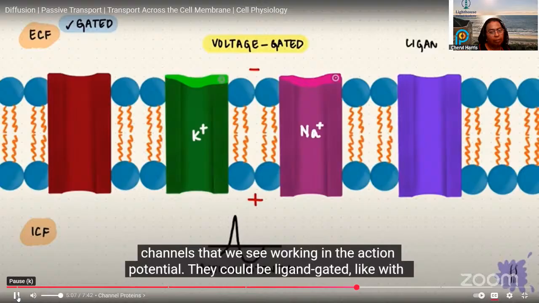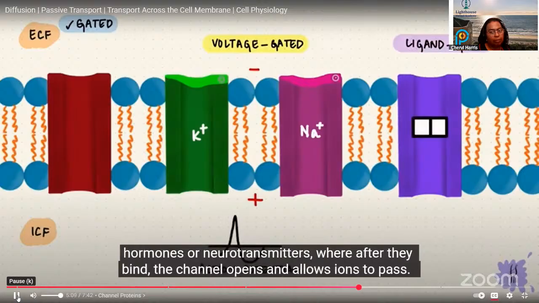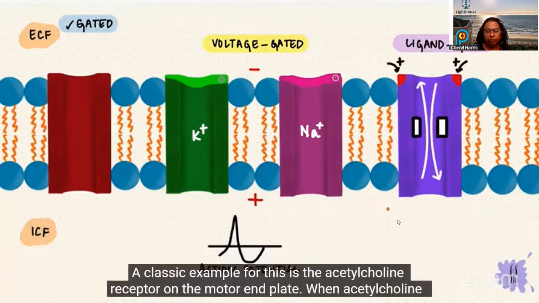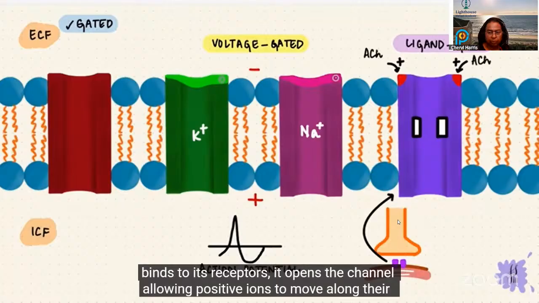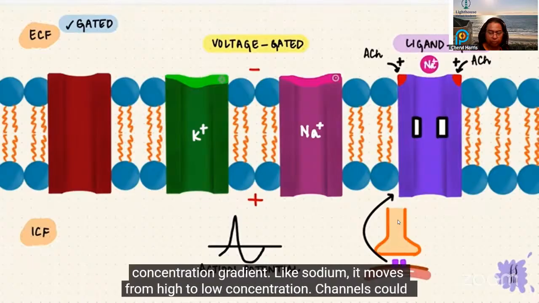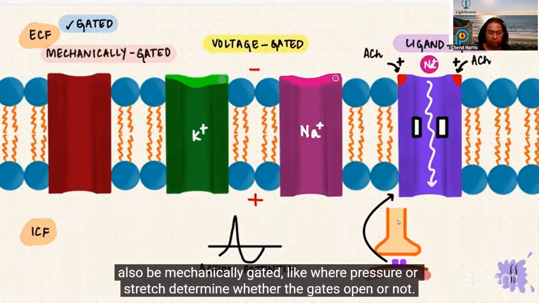They could be ligand-gated, like with hormones or neurotransmitters, where after they bind, the channel opens and allows ions to pass. A classic example for this is the acetylcholine receptor on the motor end plate. When acetylcholine binds to its receptors, it opens the channel, allowing positive ions to move along their concentration gradient, like sodium, which moves from high to low concentration. Channels could also be mechanically gated, where pressure or stretch determine whether the gates open or not.